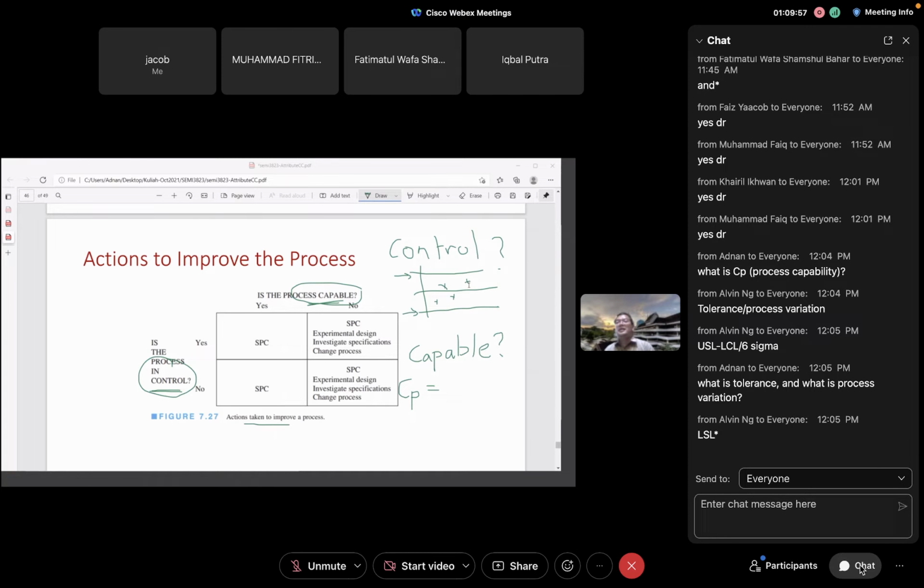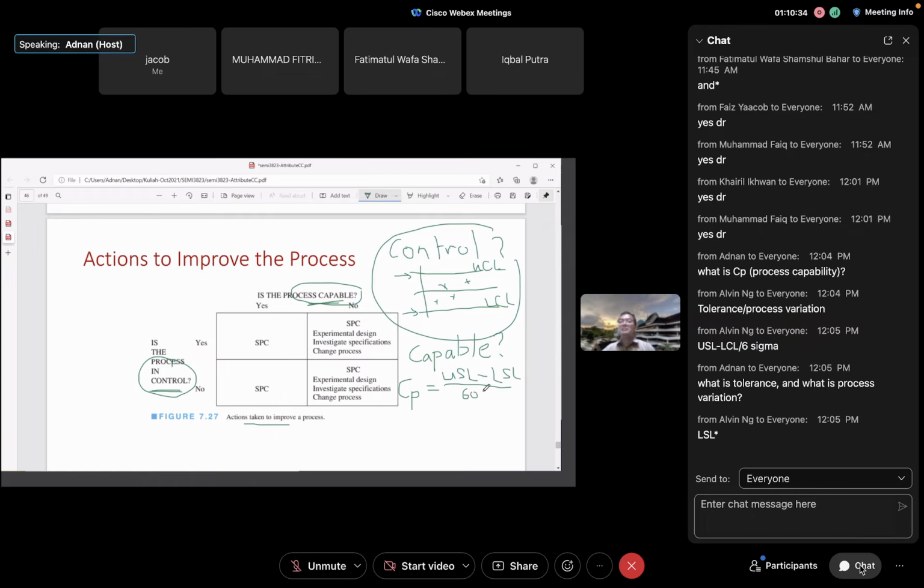So Cp is basically tolerance divided by 6 multiplied by sigma. Okay, so now we want to check whether the process is in control or not. We are checking using this control chart where you have the upper control limit, lower control limit. But when we say capability, we are comparing the specification: upper specification limit minus lower specification limit, divided by 6 multiplied by sigma.